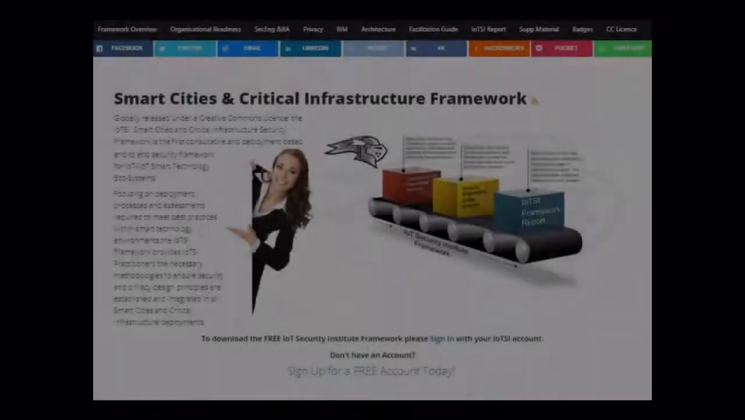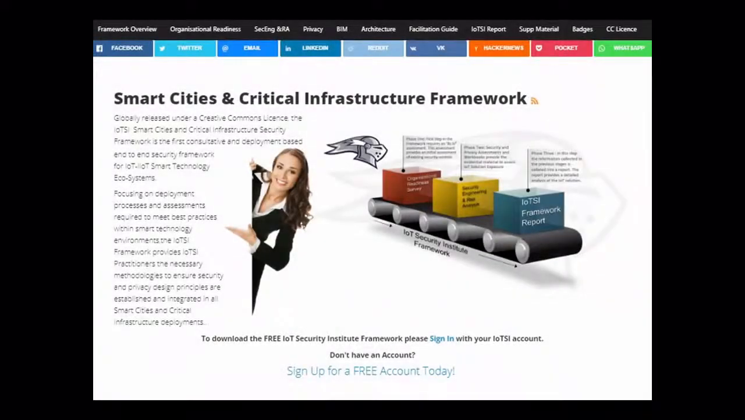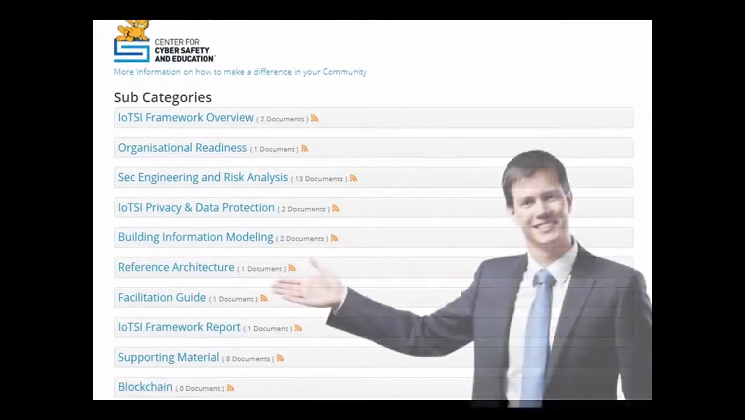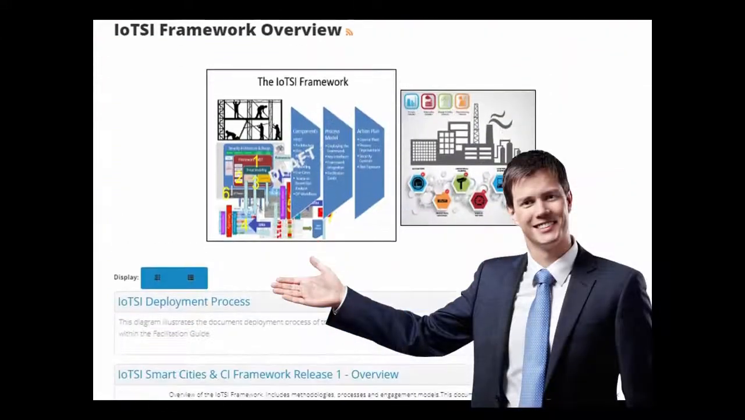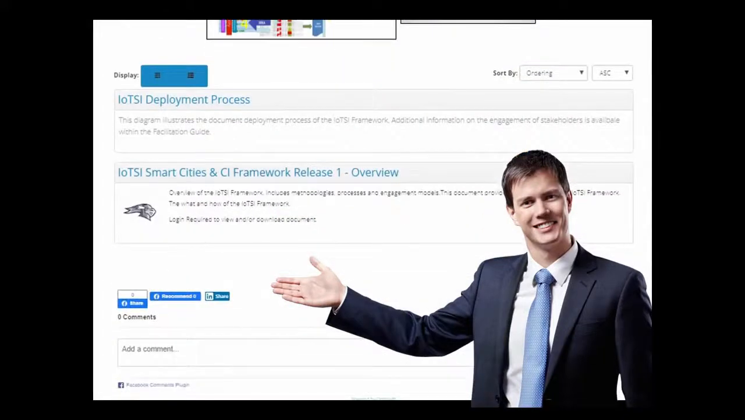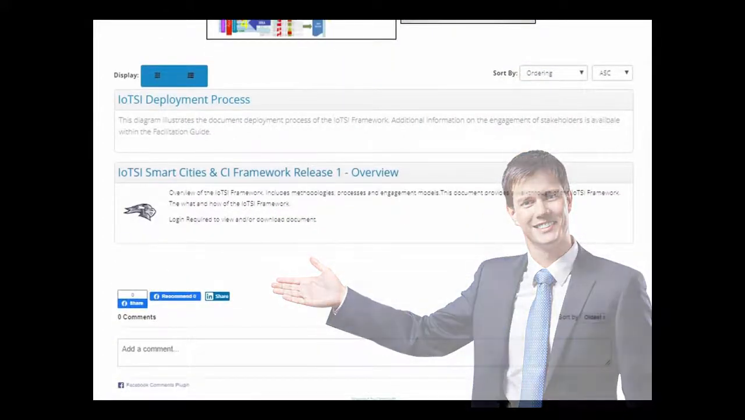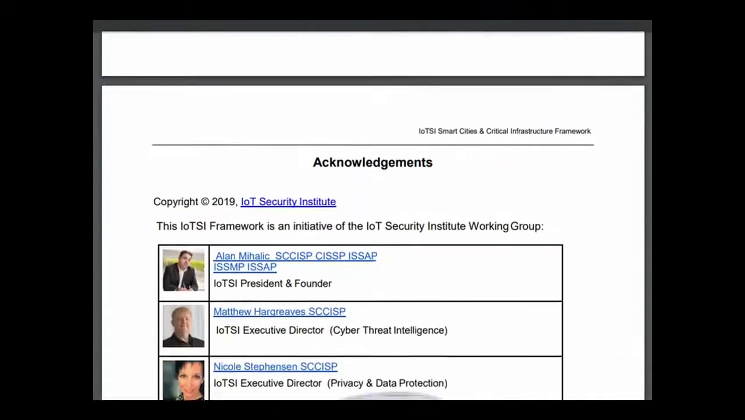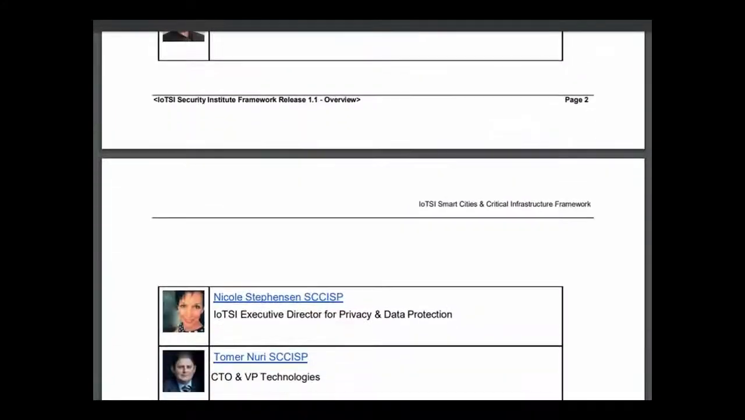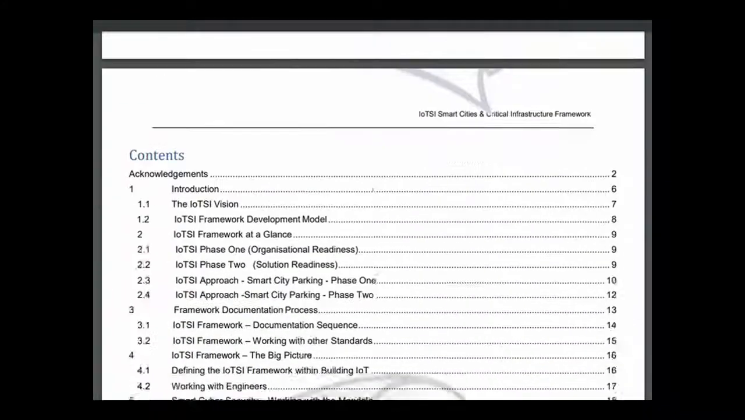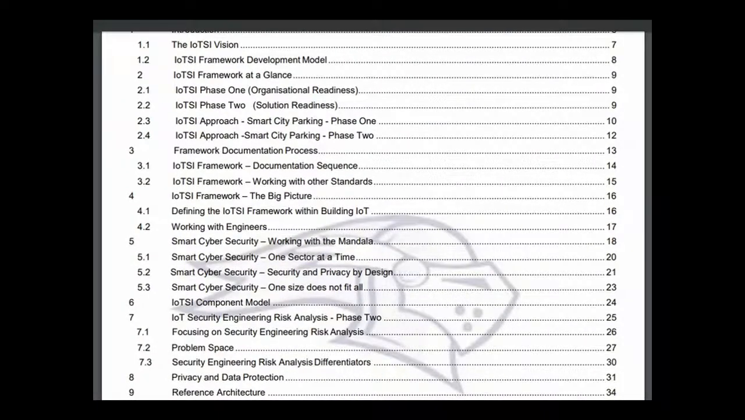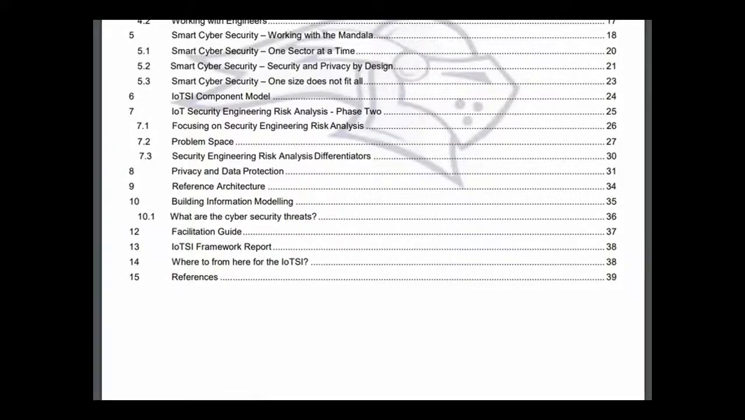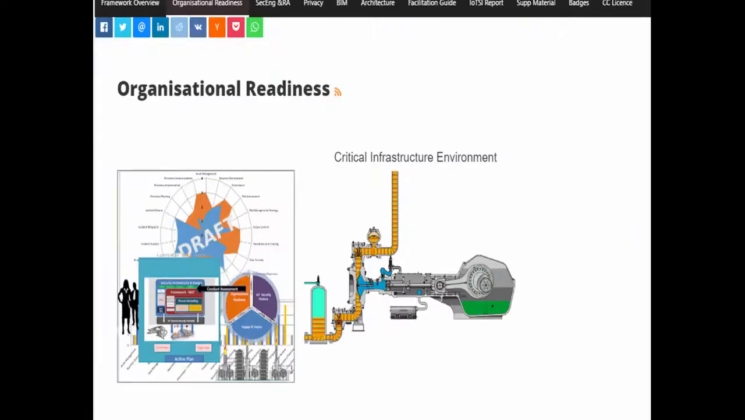Globally released under a Creative Commons license, the IoT-SI Smart Cities and Critical Infrastructure Security Framework is the first consultative and deployment-based end-to-end security framework for IoT smart technology ecosystems. Focusing on deployment processes and assessments required to meet best practices within smart technology environments, the IoT-SI framework provides practitioners the necessary methodologies to ensure security and privacy design principles are established and integrated in all smart cities and critical infrastructure deployments.